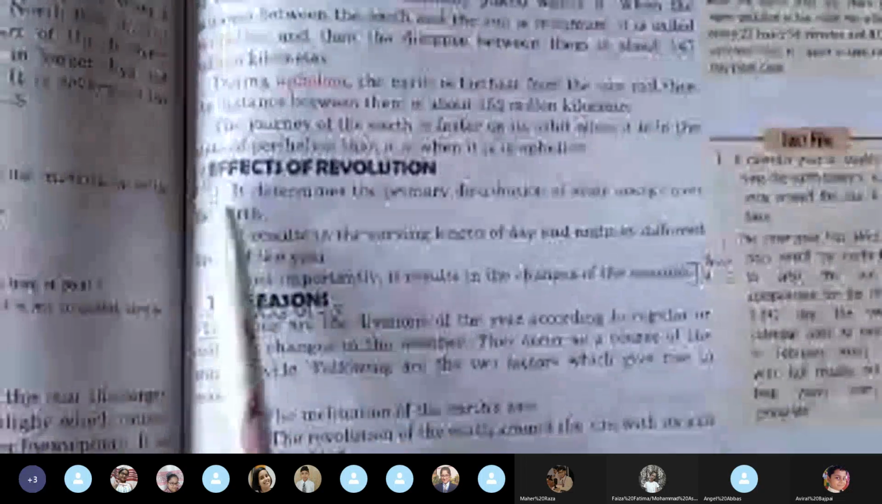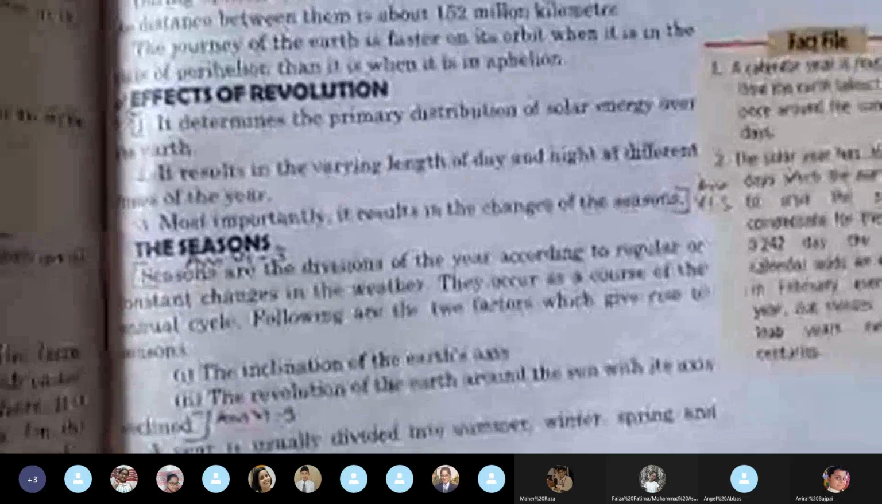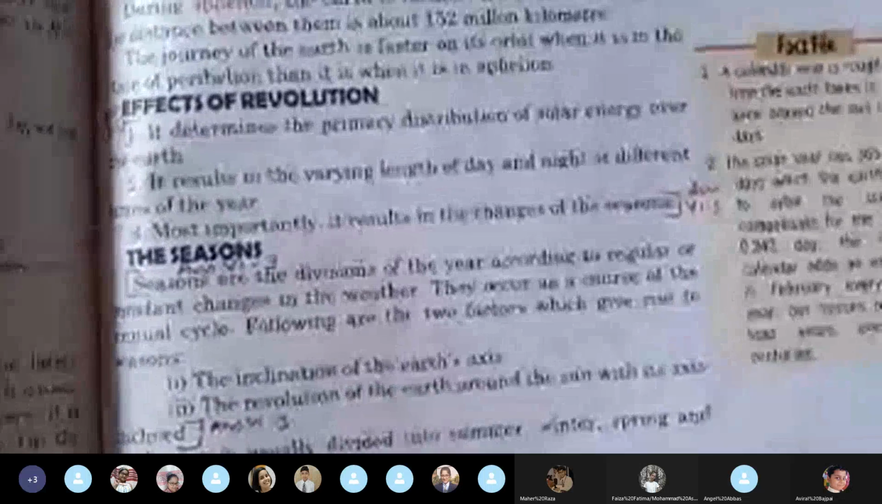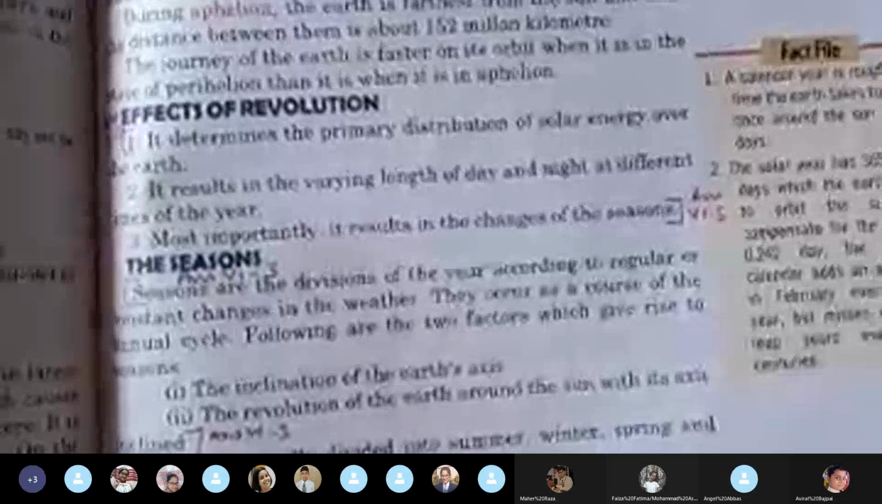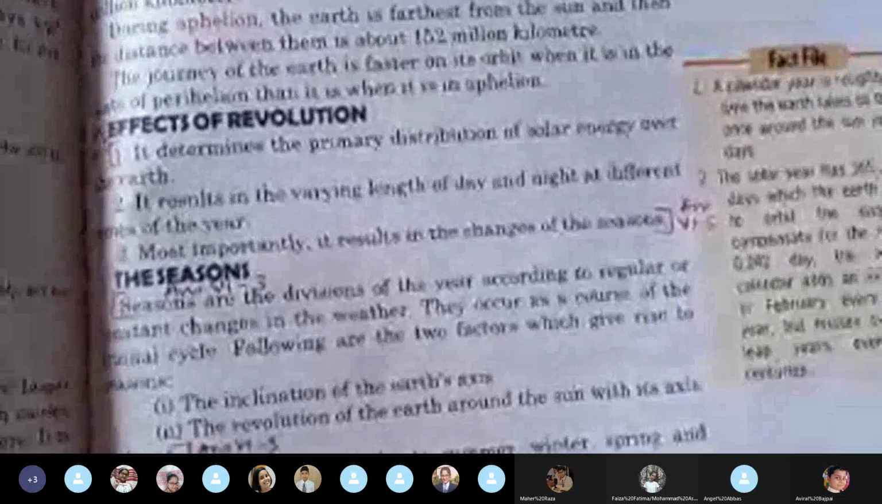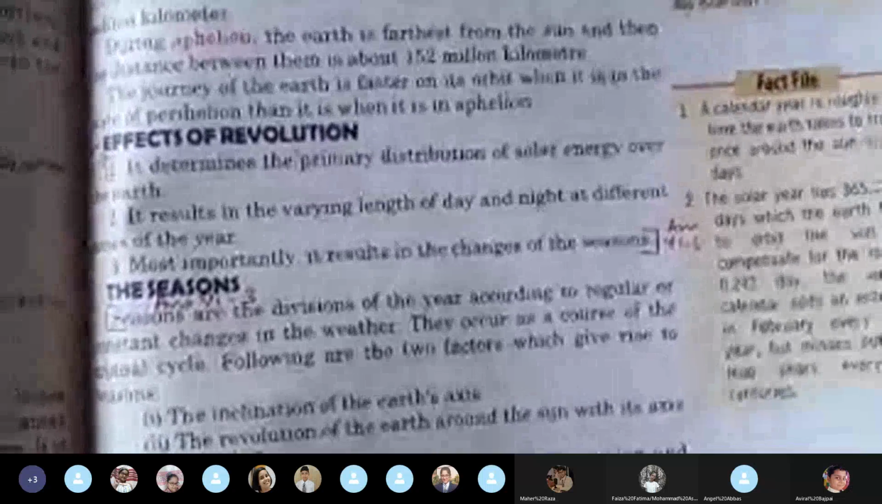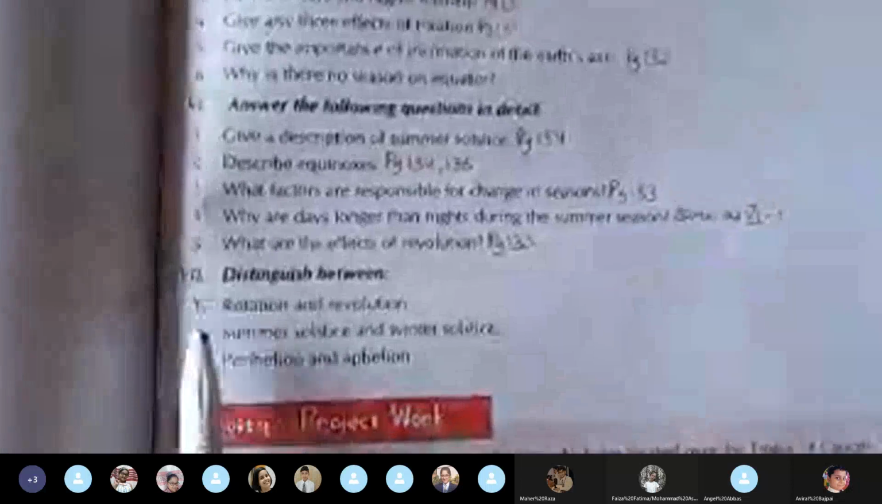Come to effects of a revolution, you write this heading, then first, second, and third point. First point, it determines the primary distribution of solar energy over the earth. Number two, it results in the varying length of day and night at different times of the year. Number 3, most importantly, it results in the changes of the seasons. This is your 6.5. Coming to 7.1, rotation and revolution.